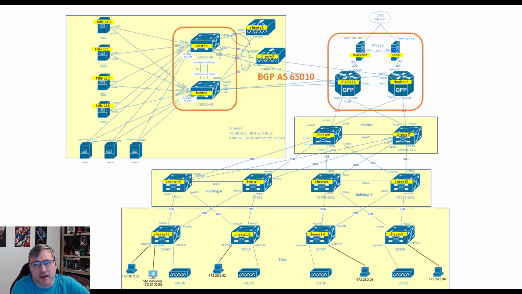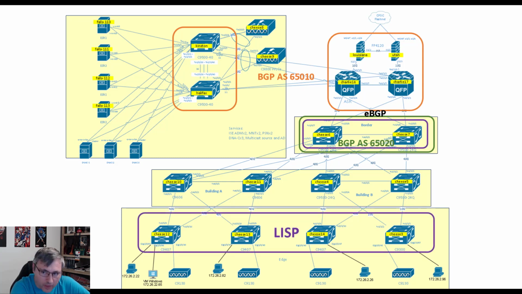Between the data center and the aggregation layer, we're running an iBGP neighborship, BGP AS 65010. And then southbound, between the ASRs and the border nodes for the fabric, we're running eBGP, and the fabric's running BGP AS 65020.